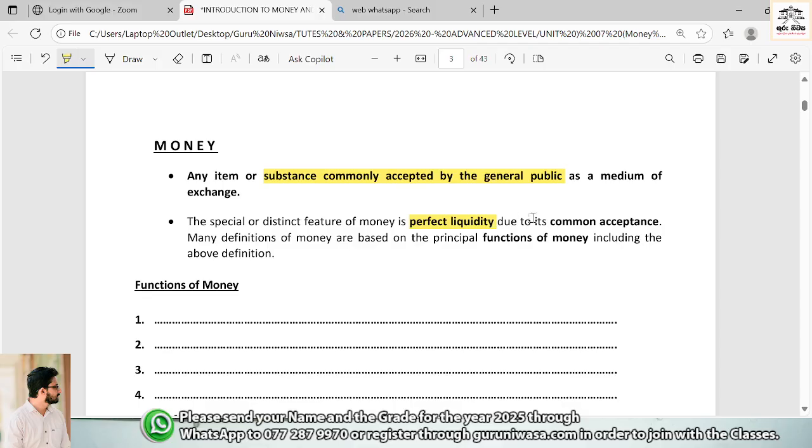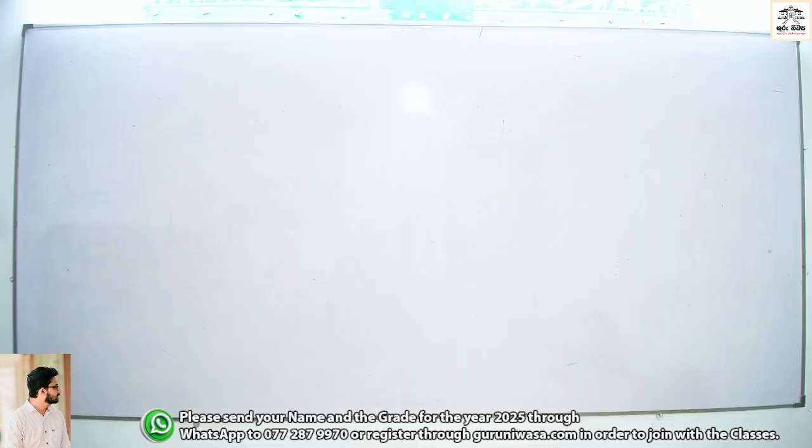Perfect liquidity due to its common acceptance. Many definitions of money are based on the principles or functions of money, including the above definition. Remember, Lamai, when you define money, you should say it's anything, any substance which is commonly accepted by the general public as a medium of exchange. Money is a perfectly liquid asset. Remember these two characteristics. Clear? Then, Lamai, next point.